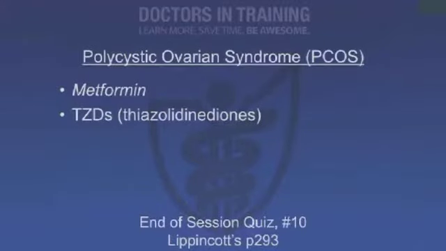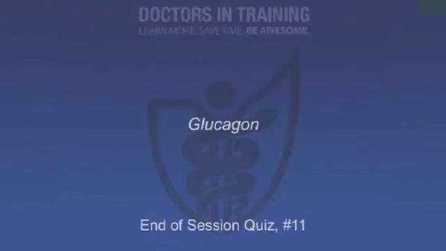Which diabetic medications are potentially helpful in treating patients with polycystic ovarian syndrome? PCOS, so metformin and TZDs. And you can actually improve fertility just by taking one of these two medications. What medication sometimes used to reverse hypoglycemia can also be used to raise heart rate in patients with bradycardia? That is glucagon. And that's going to conclude our in-session quiz for other diabetic meds. I hope you learned something, and good luck studying.